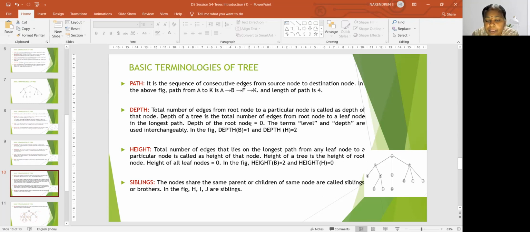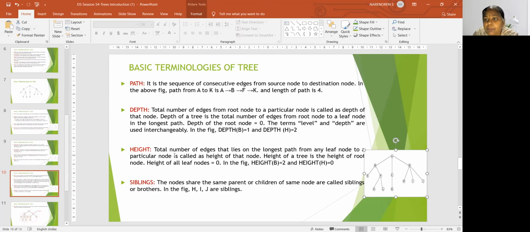Depth of the root node is always 0, because we know very well A is the starting node. The terms level and depth are used interchangeably. In this particular picture, depth of B is equal to 1 and depth of H is equal to 2. Depth of B is 1 because it has only one level. But for depth of H, taking A, D and H, it comes to two paths. So this is the depth.